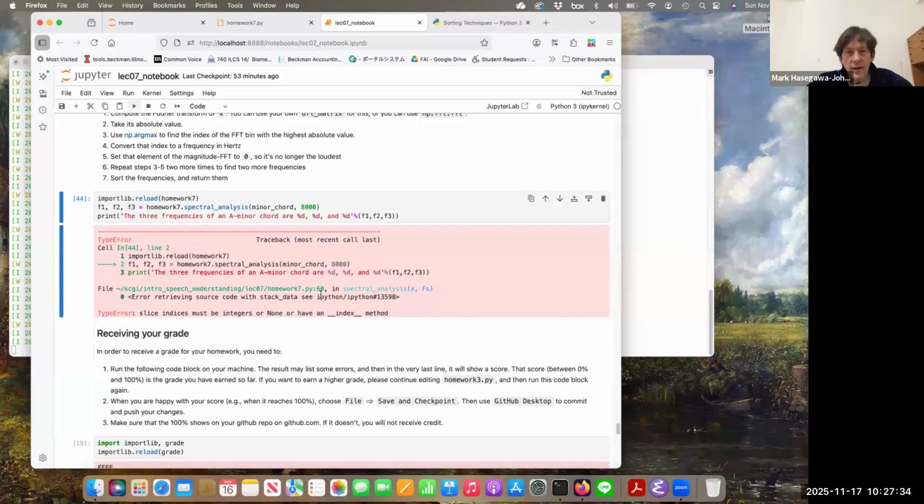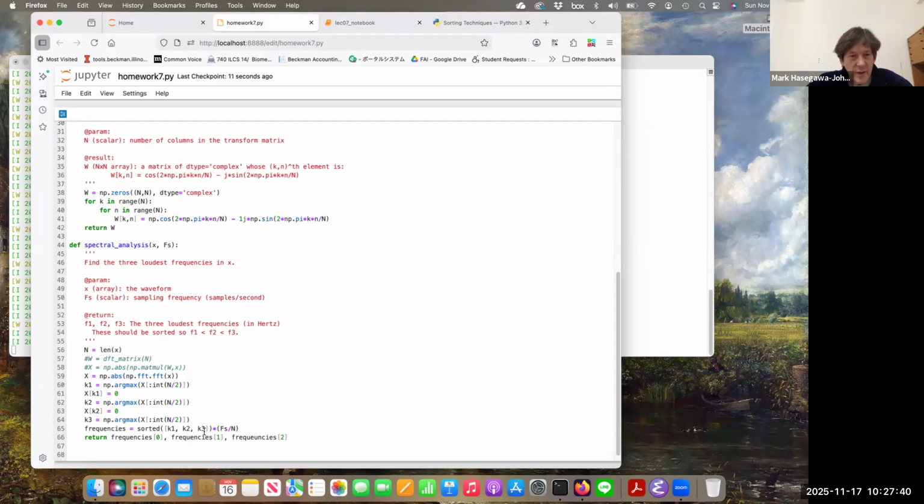Now line 65 has a problem. What's line 65? Frequencies equals sorted K1, K2, K3 times Fs over n. Because I'm multiplying an array times a constant. So let's turn it into K times Fs over n for K in sorted K1, K2, K3. There we go. Now I'll return each of those values, K1, K2, and K3 in order, and multiply each one of them by Fs over n. Let's see if that solves that problem.